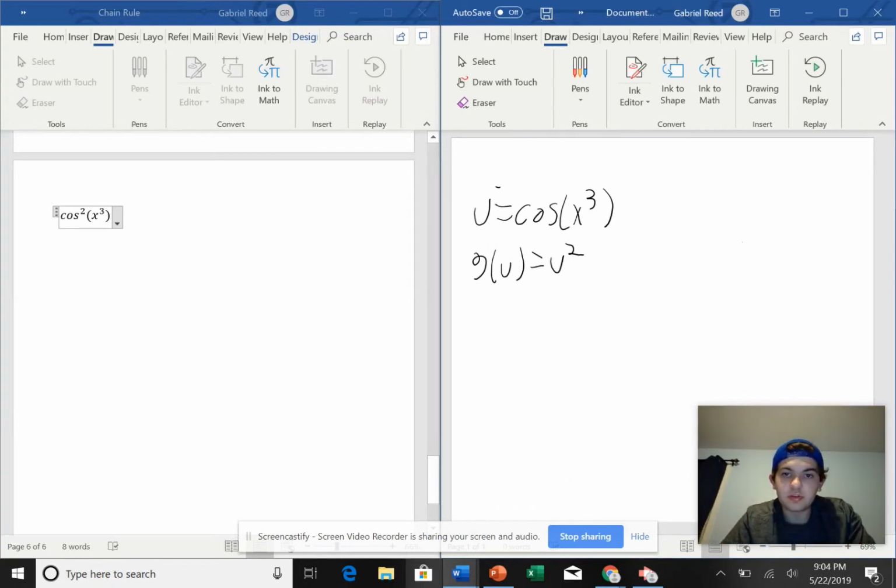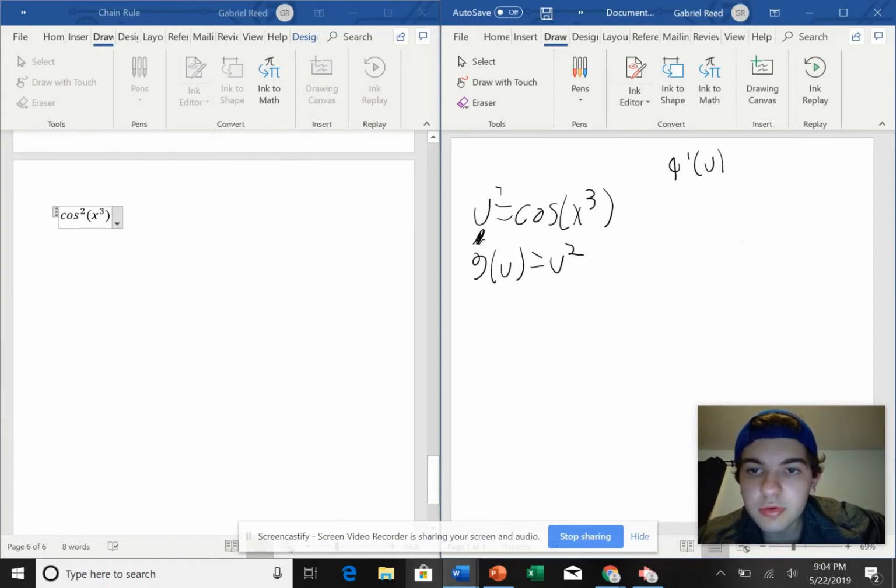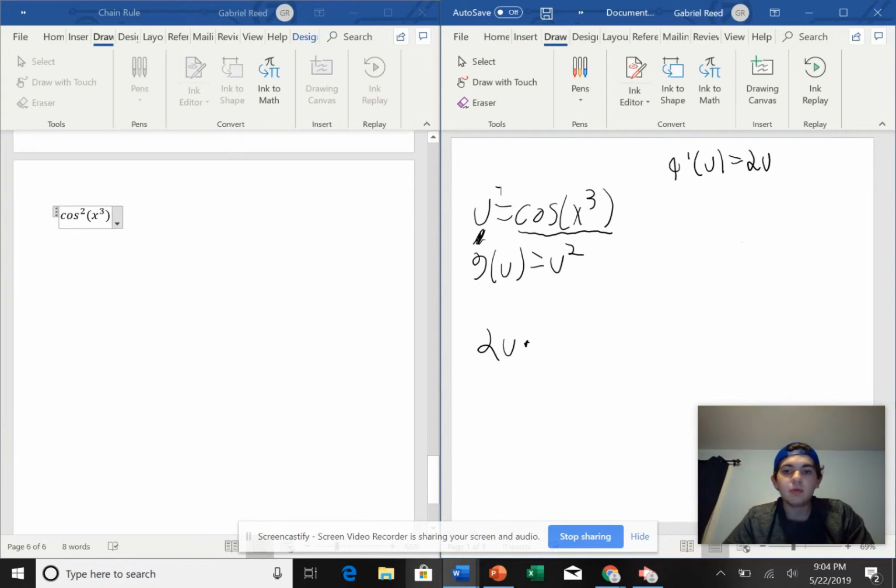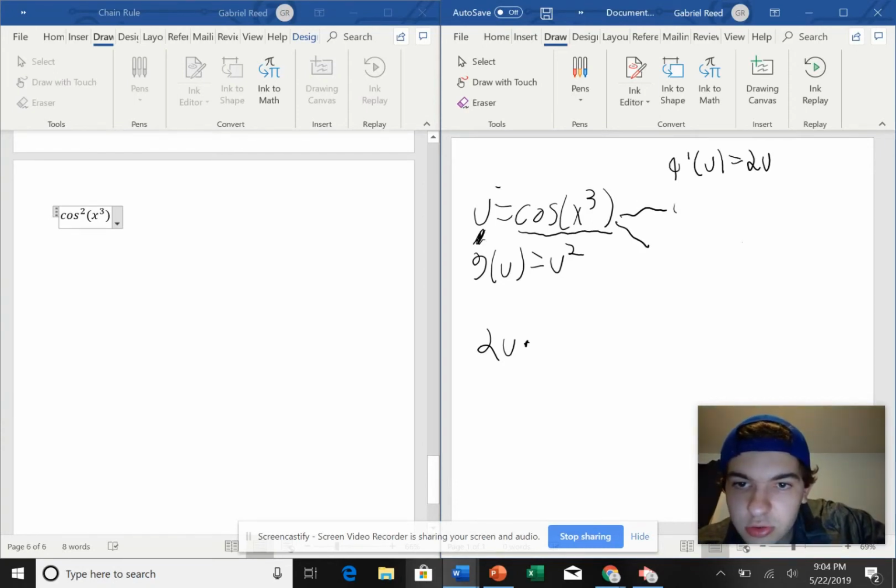So now we need to find the derivative of these two values and multiply them together. So I'll start with the g of u. Now if we do what we've been doing, g prime of u is going to simply be 2u. So I'm going to do 2u times the derivative of cosine x to the third. Now we can't just use our trig identities in this case. We're going to need to use the chain rule again for the cosine of x to the third to find the derivative of that.